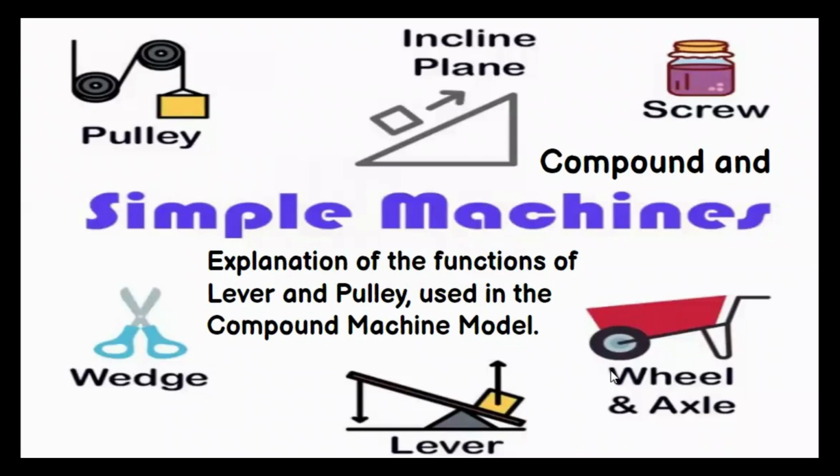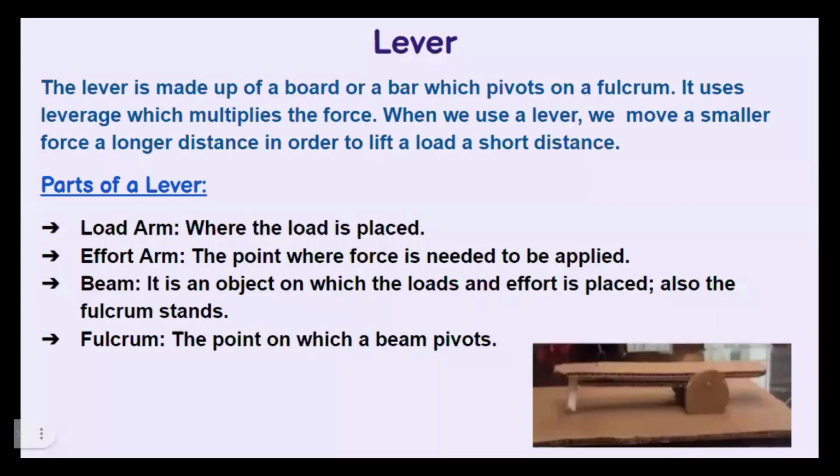I will be explaining the functions of lever and pulley that are used in the machine. So first, we will start with the lever. The lever is made up of a straight, inflexible object like a board or a bar, which pivots on a turning point called a fulcrum. Levers make work easier by using leverage, which multiplies the force.